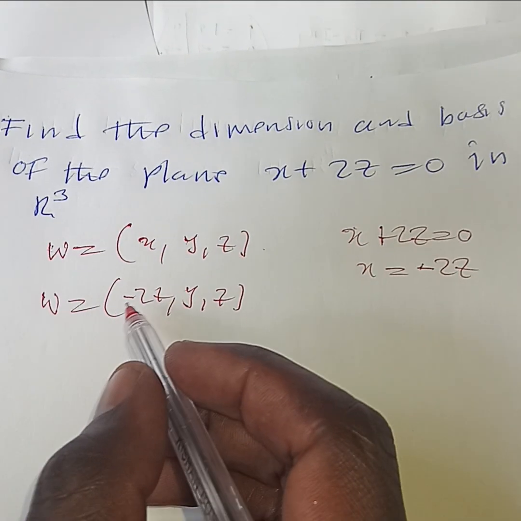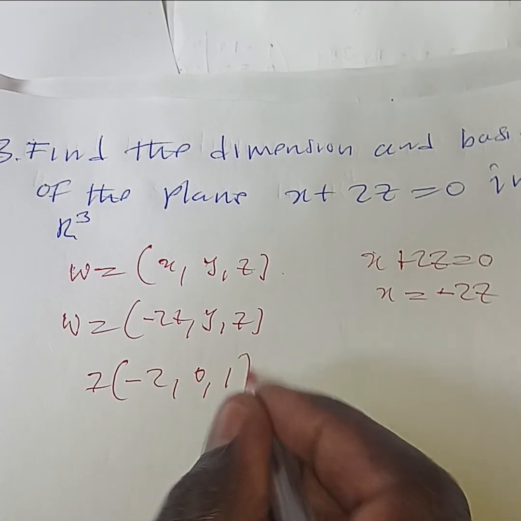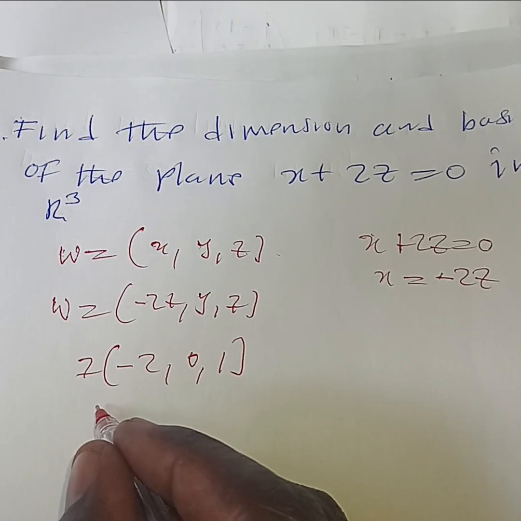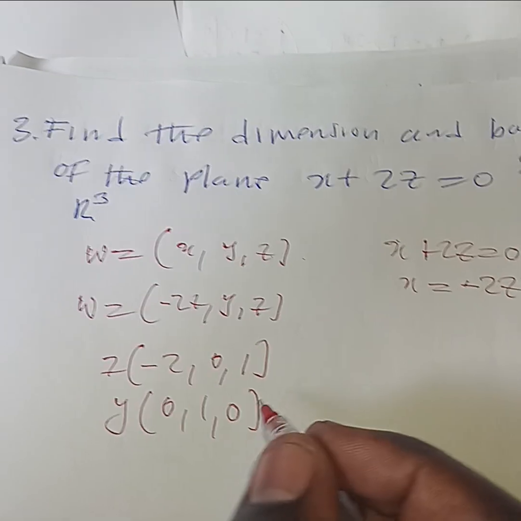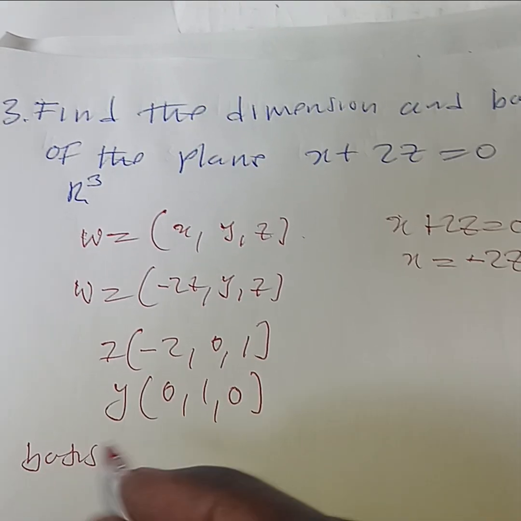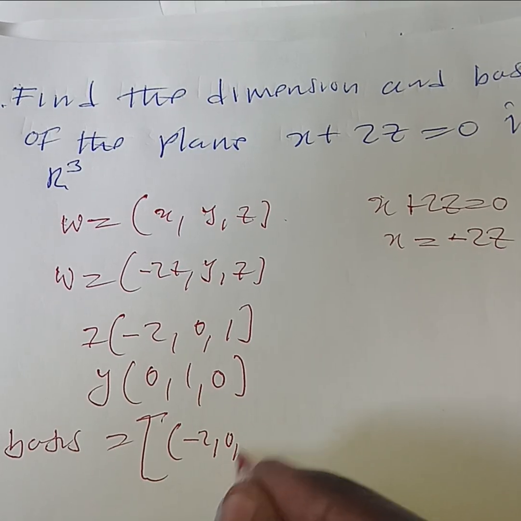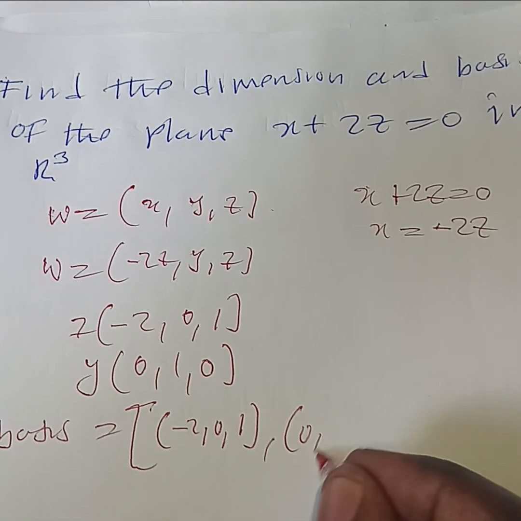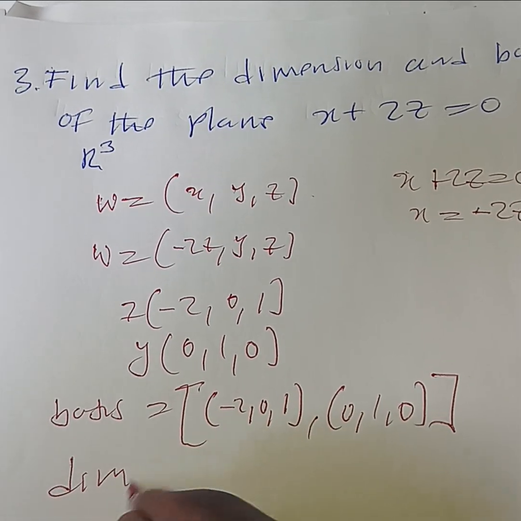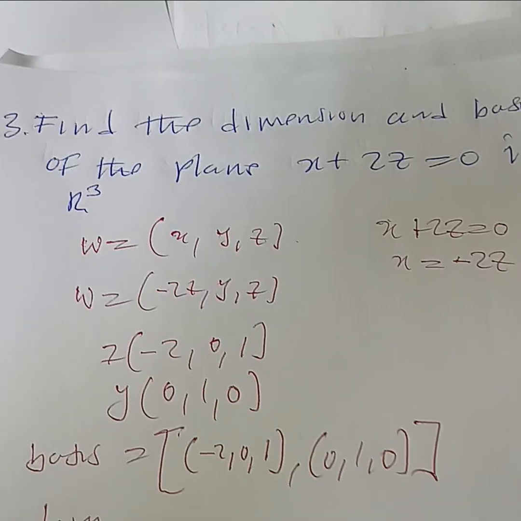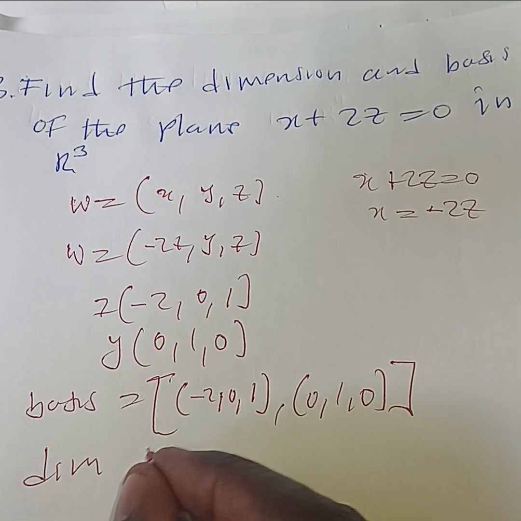We factorize z first and remain with negative 2, 0, 1. Factorizing y leaves 0, 1, 0. So the bases are negative 2, 0, 1 and 0, 1, 0. The dimension is the number of vectors in a basis. We count 1, 2, so the dimension is 2.